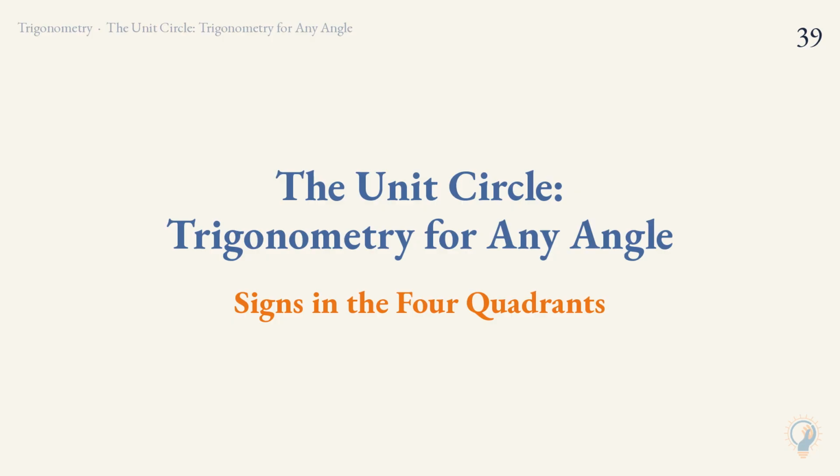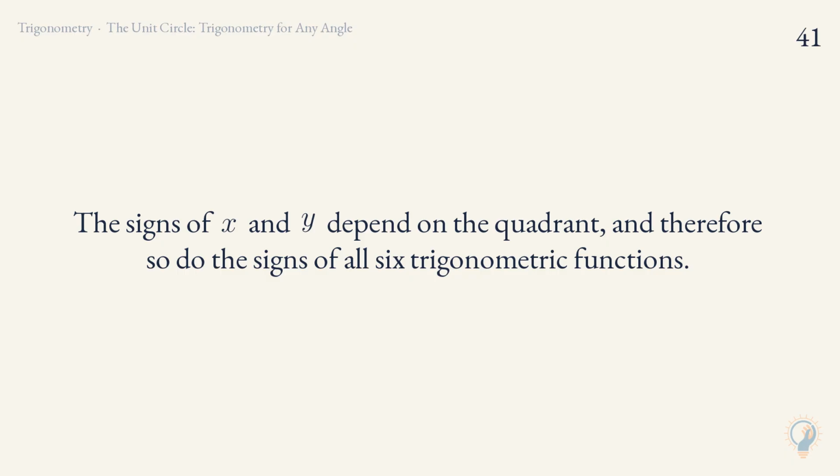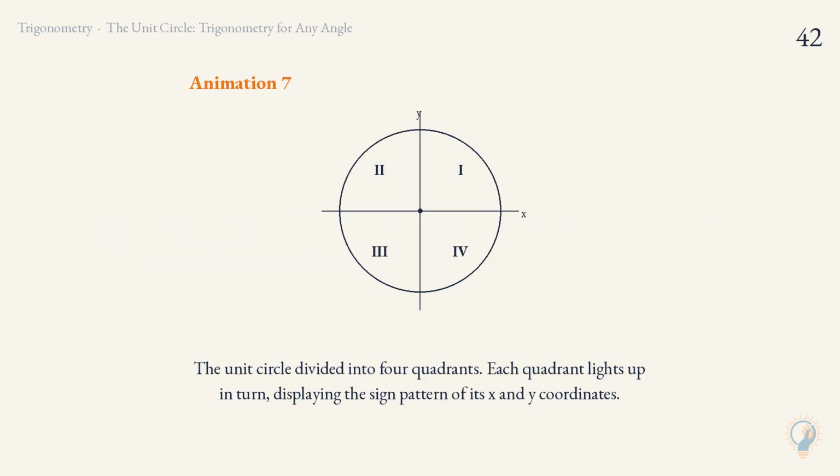Signs in the 4 quadrants. The unit circle divides the plane into 4 quadrants, labeled 1 through 4 counterclockwise from the upper right. The signs of x and y depend on the quadrant, and therefore so do the signs of all 6 trigonometric functions. Animation 7. The unit circle divided into 4 quadrants. Each quadrant lights up in turn, displaying the sign pattern of its x and y coordinates.